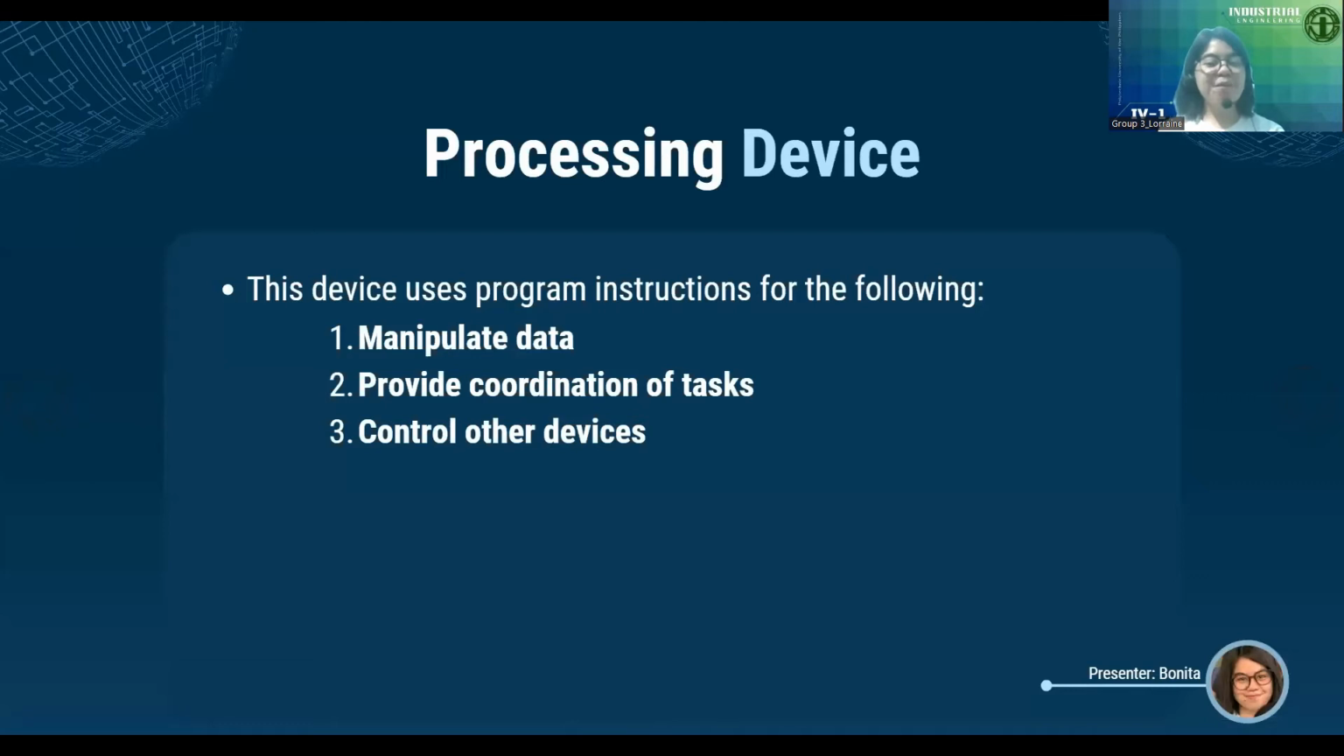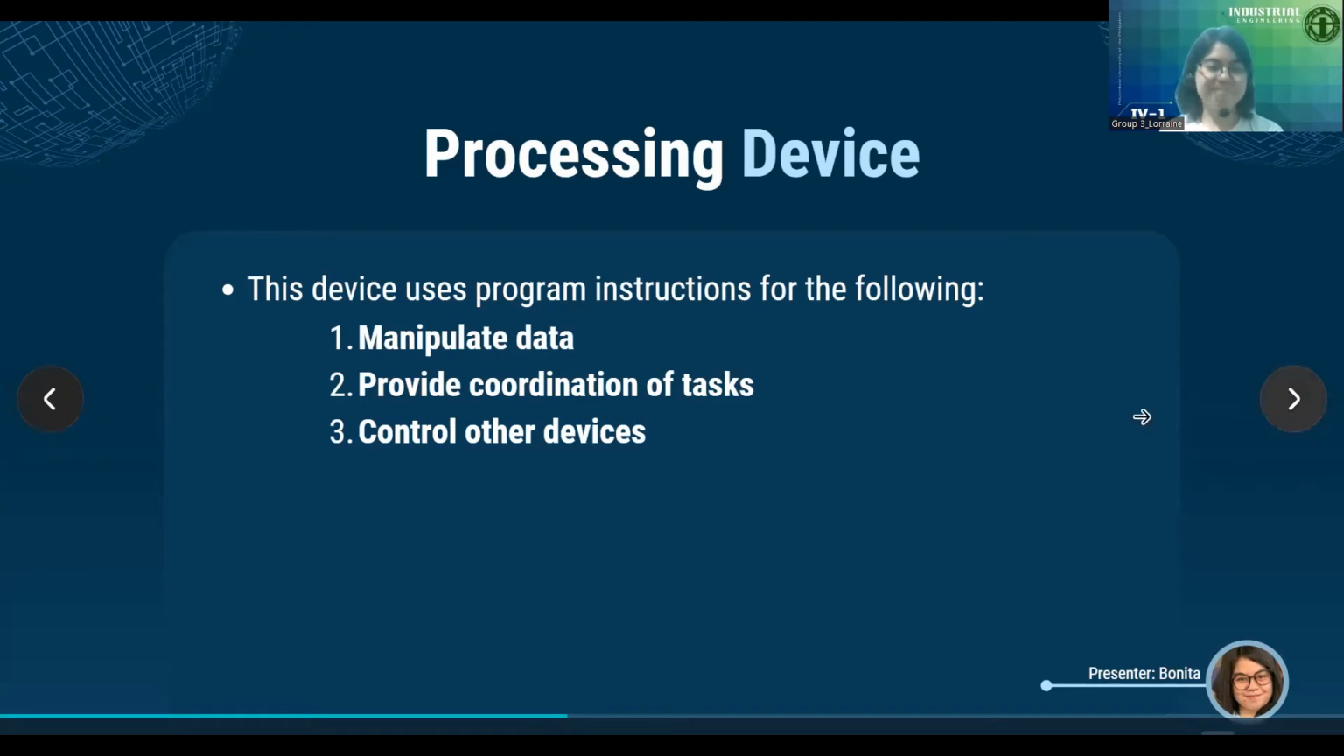Thanks, Diwata. Moving on to processing, computer processing devices are all hardware that uses program instructions to first manipulate data para sa pag-transform nito from input to output information. Second, provide coordination of tasks with all units of a computer, meaning ito yung utak na nag-uutos kung ano at saang devices i-handle yung task. And three, control other devices to perform a certain operation for a smoother synchronization of tasks and roles. So let's go with the main types of processing devices.